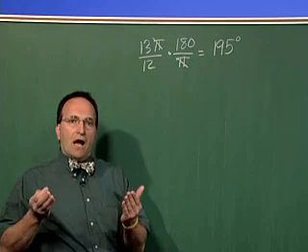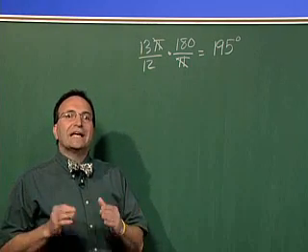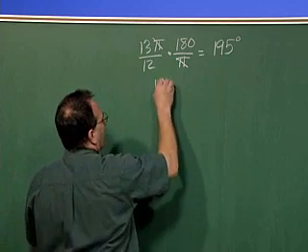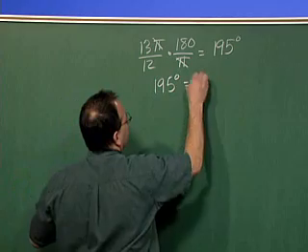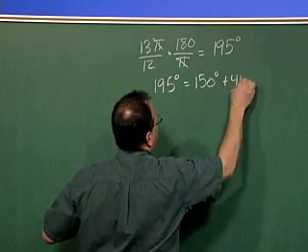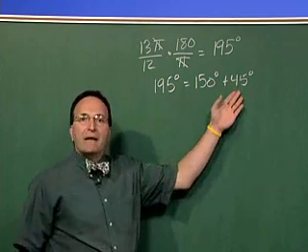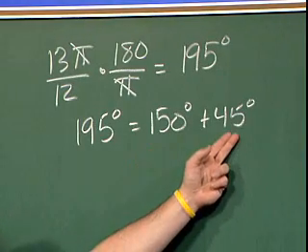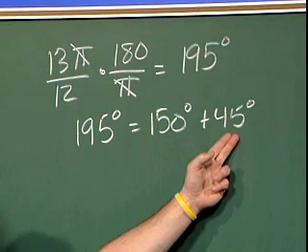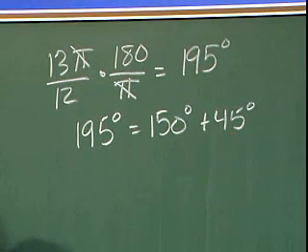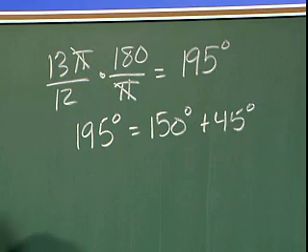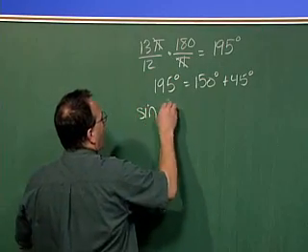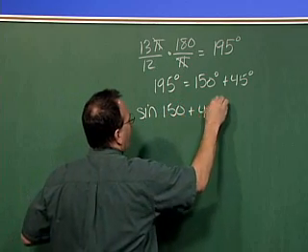Well, how does that help us? Let's think about 195 degrees. We can rewrite that as 150 degrees plus 45 degrees. Again, both of those are special angles, 150 degrees and 45 degrees, so therefore we'll be able to find an exact value without using a calculator. Now we want to use sine of a plus b. In other words, sine of 150 plus 45 degrees.